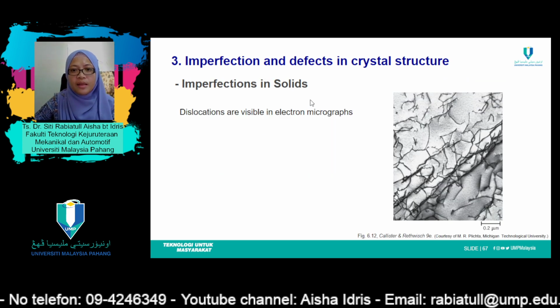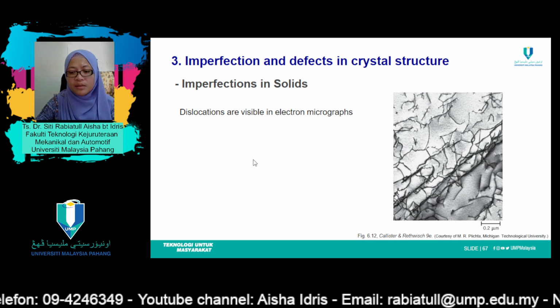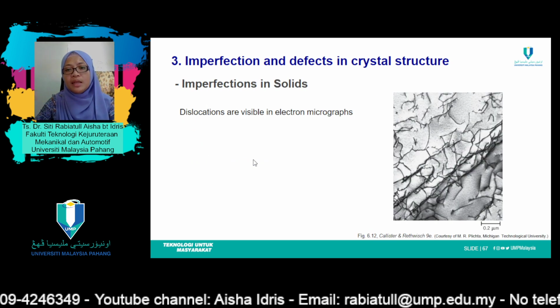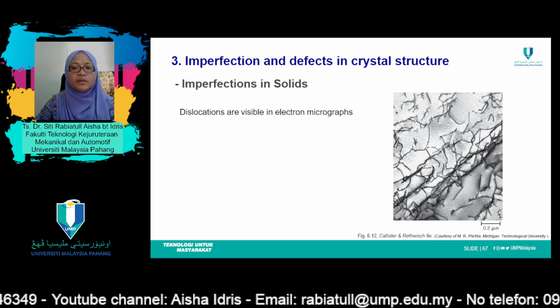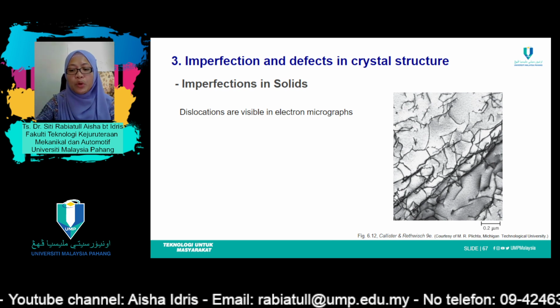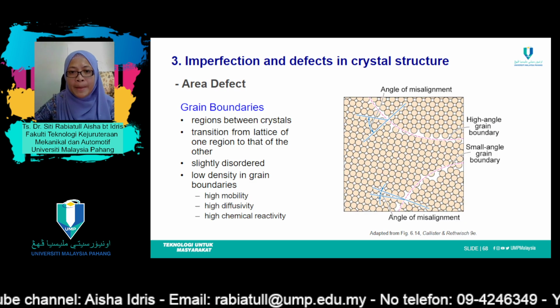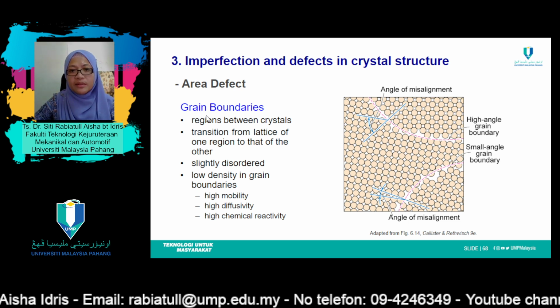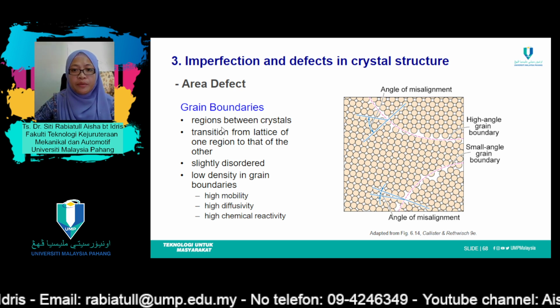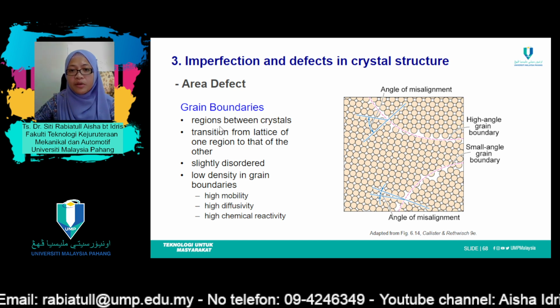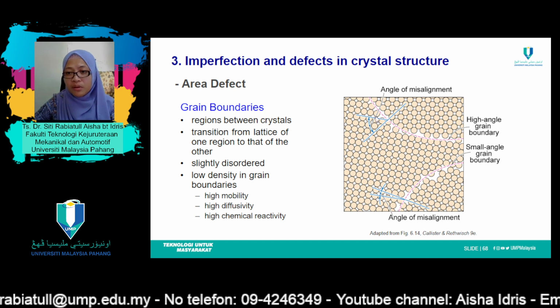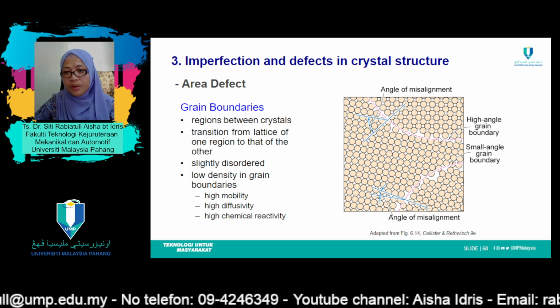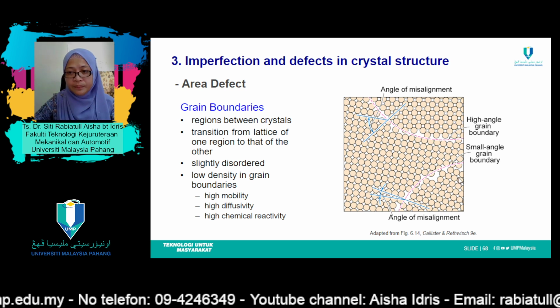Other than that, the imperfection in solids. Normally, you can see these types of imperfection by using a microscope. Area defects include grain boundaries, which are regions between crystals, like this one. This is the grain boundary.